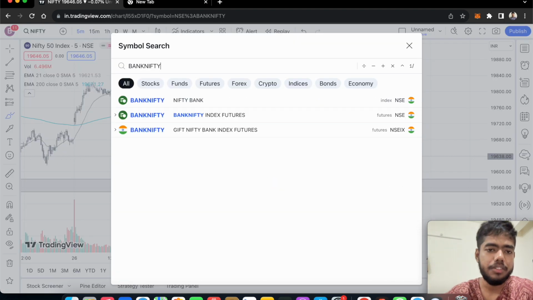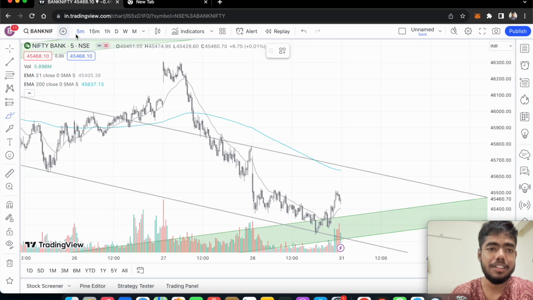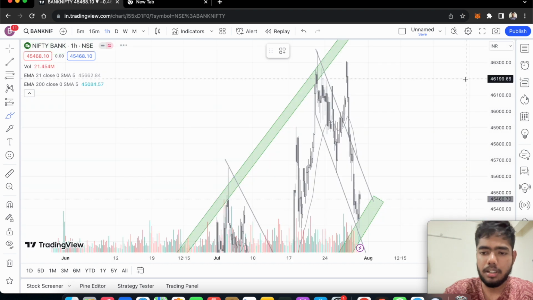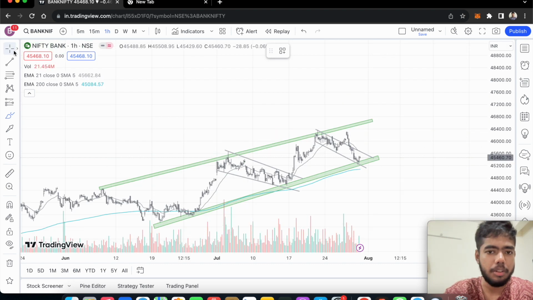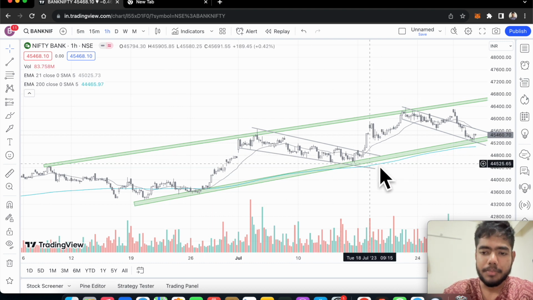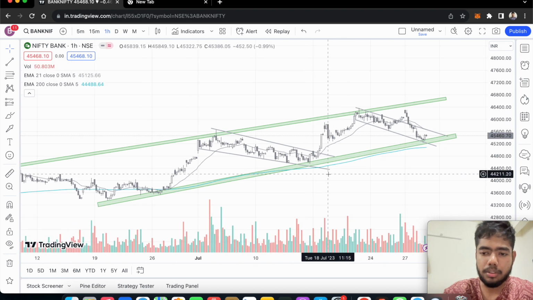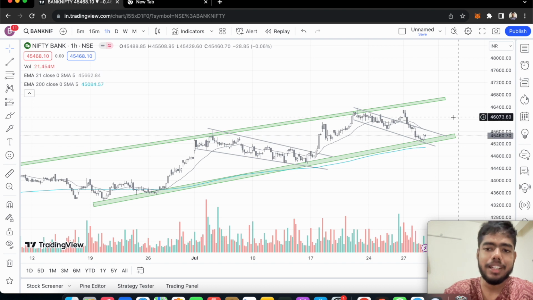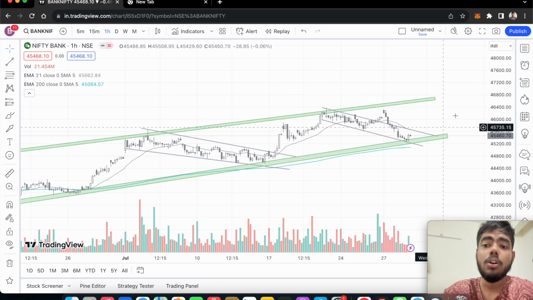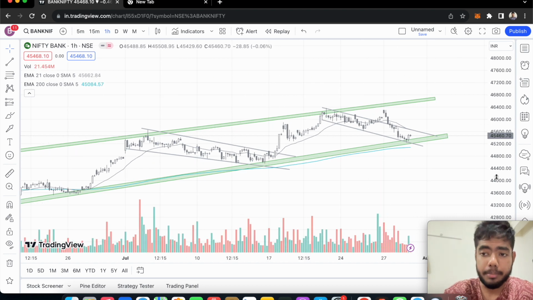If I switch to Bank Nifty, on the Bank Nifty hourly time frame, we have a very beautiful structure that is forming up, right? Each time the prices touch this bottom diagonal support zone, we get what? We get a bounce from here, right? The previous time the markets bounced pretty strongly from here, but the question is, how long will the markets keep on going up, right?